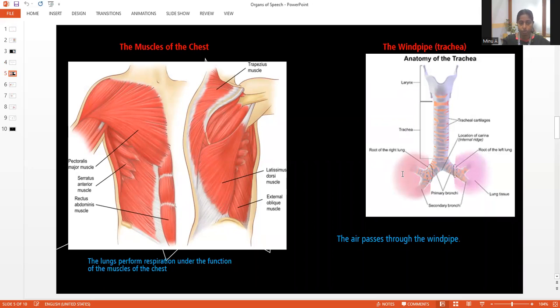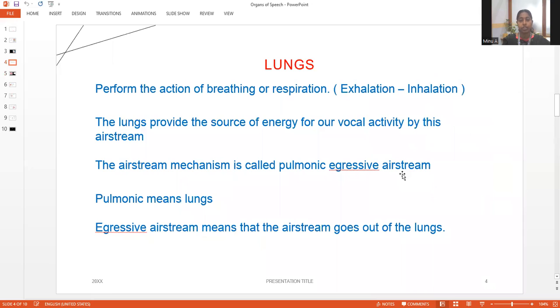The muscles of the chest can either contract or expand. If they contract, what happens? The air in the lungs will be pushed out. When they expand, they can draw air in. Because of the movement of the muscles of the chest, the lungs perform this action of breathing or respiration. So it acts as a source of energy for all our vocal activity with the help of the airstream.